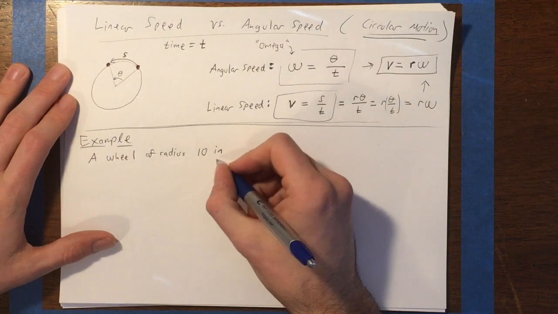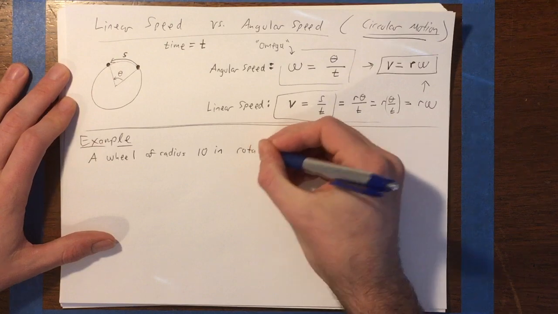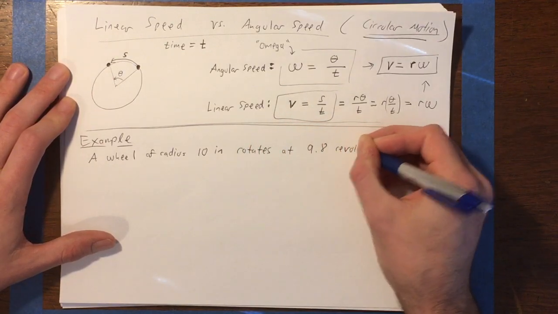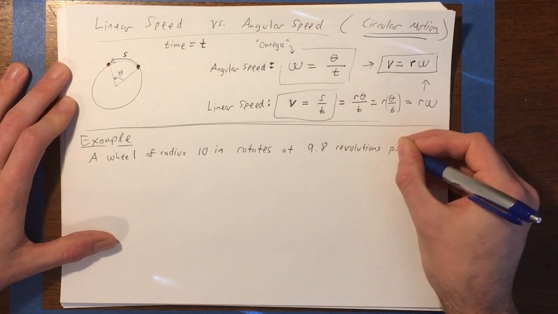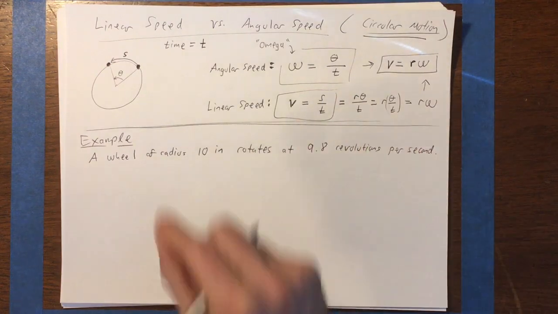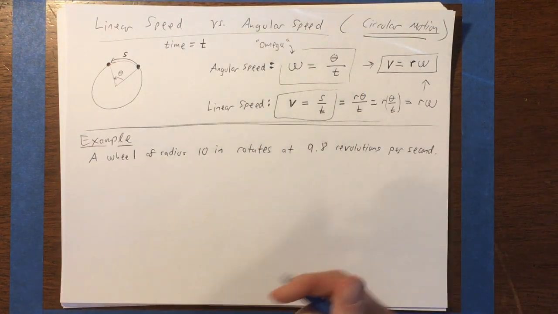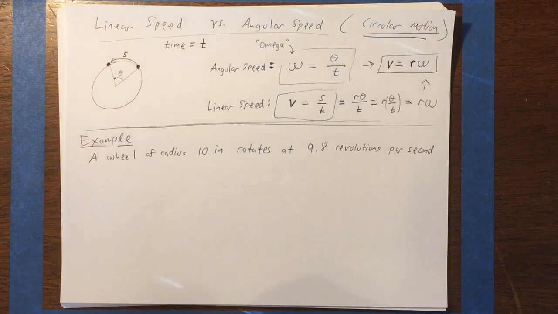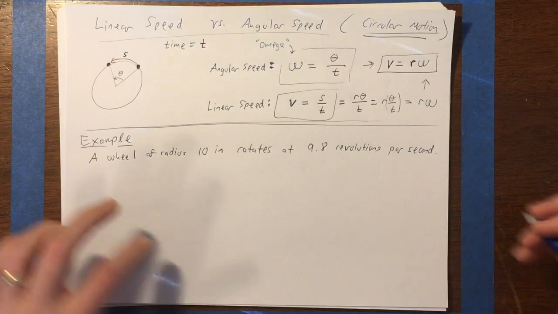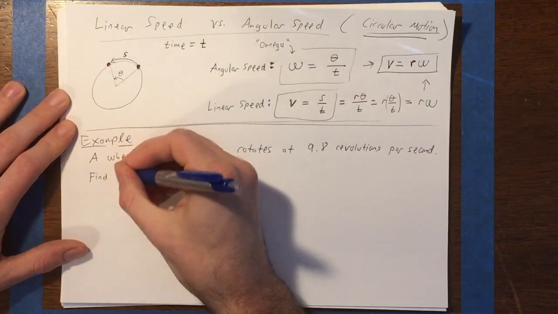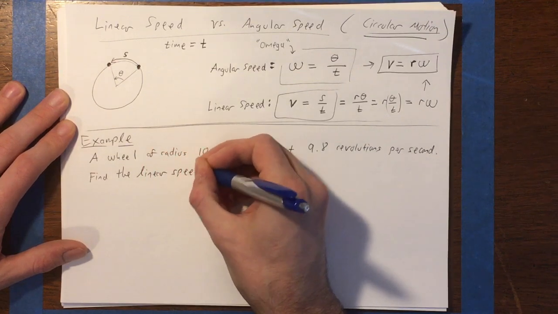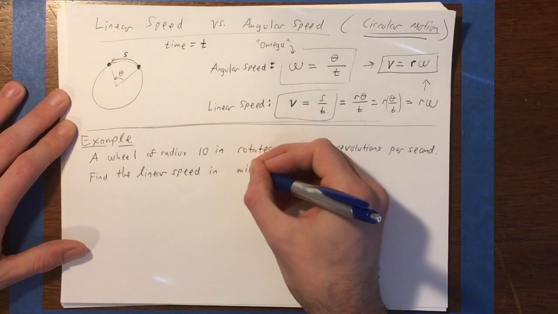A wheel of radius 10 inches is rotating at, let's say, a constant 9.8 revolutions per second. This is the number of times it goes around. A revolution is a full circle. You could also say rotations per second. They're kind of synonymous in this context. So 9.8 revolutions per second. Let's find the linear speed and measure that in miles per hour.